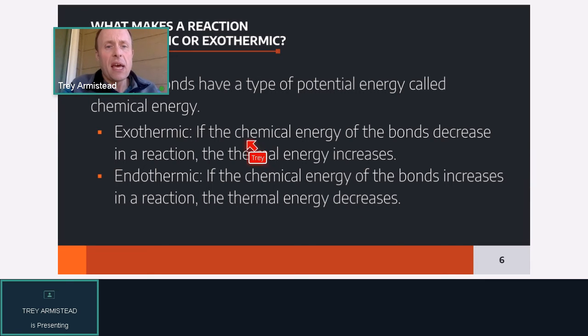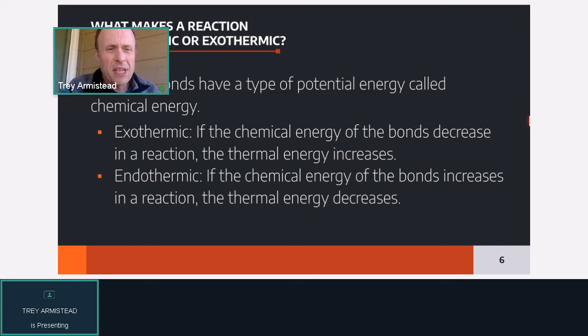So we're going to say it this way. If the chemical energy of the bonds decreases, then the thermal energy increases, so it's exothermic. But if the chemical energy of the bonds increases, then the thermal energy must decrease. So exothermic reactions happen when the reaction gives off heat because the chemical energy goes down. Endothermic reactions happen because the thermal energy goes down, which means the chemical energy has to go up.